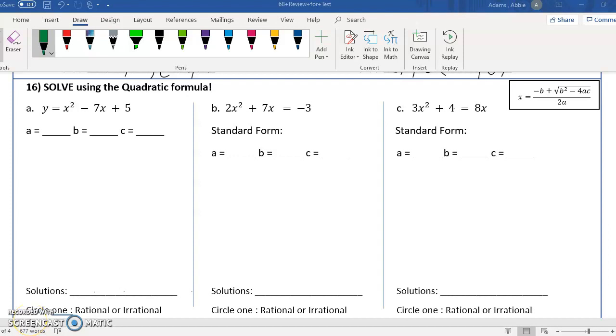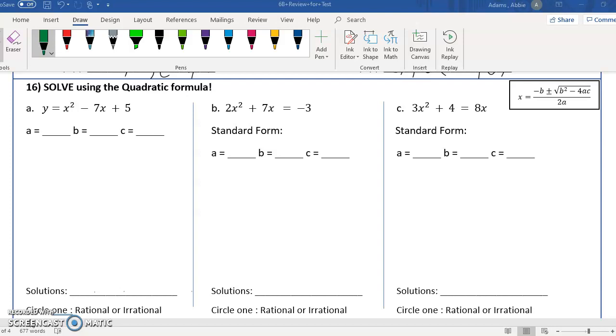We're continuing to look on through the Unit 6B test review. So now we're on problem 16. We're going to solve the given functions using the quadratic formula. So what does it mean by solve? That means we're going to find our x-intercepts.